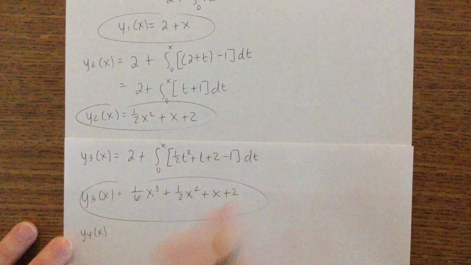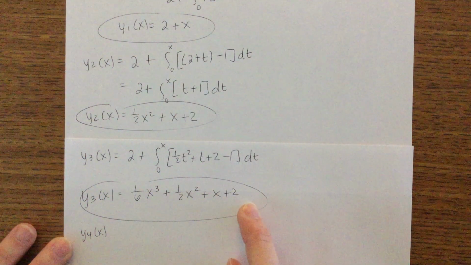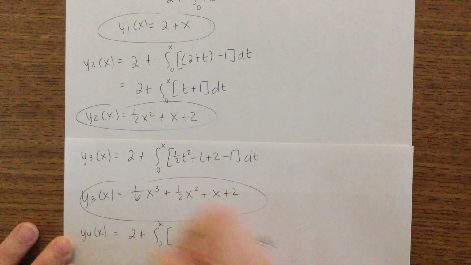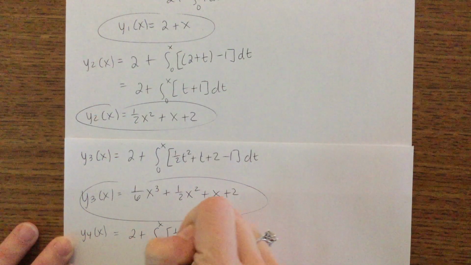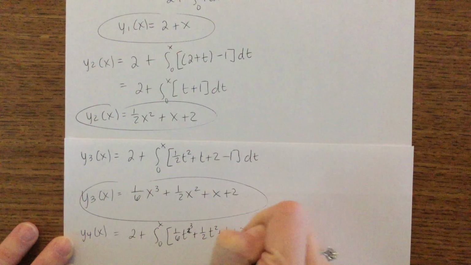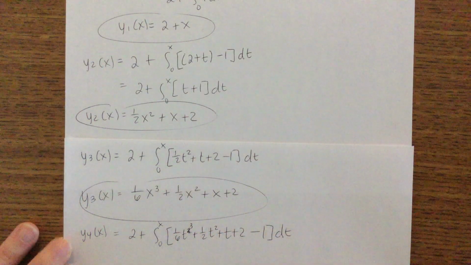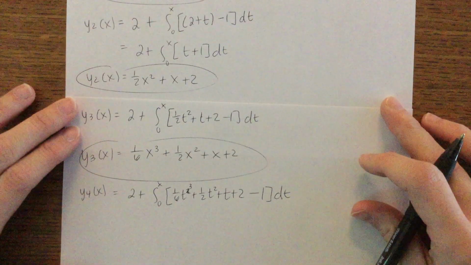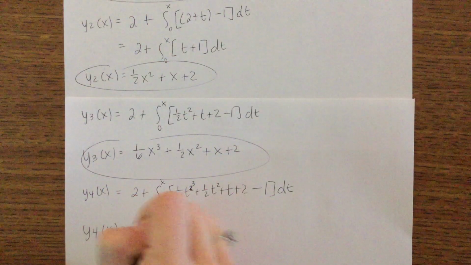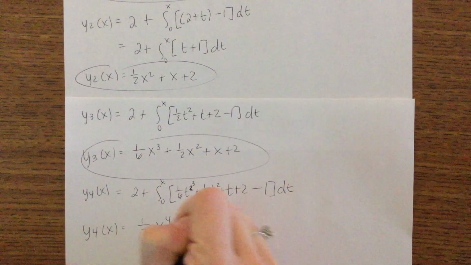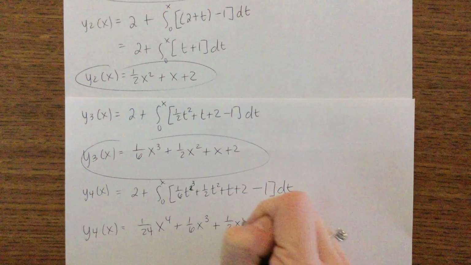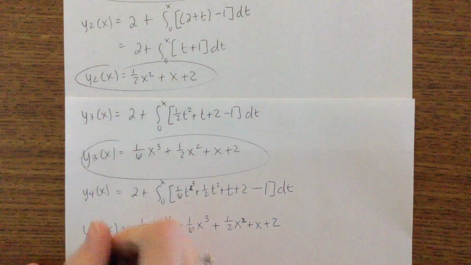So y4 of x then is going to have all of this, and then probably another term. So this one will be 2, and then integrating from 0 to x of the previous y, so 1/6 t cubed plus 1/2 t squared plus t plus 2 minus 1 dt. If you trust me, I will tell you that y4 of x ends up being 1/24 x to the 4th, and then add that 1/6 x cubed, 1/2 x squared, plus x plus 2.